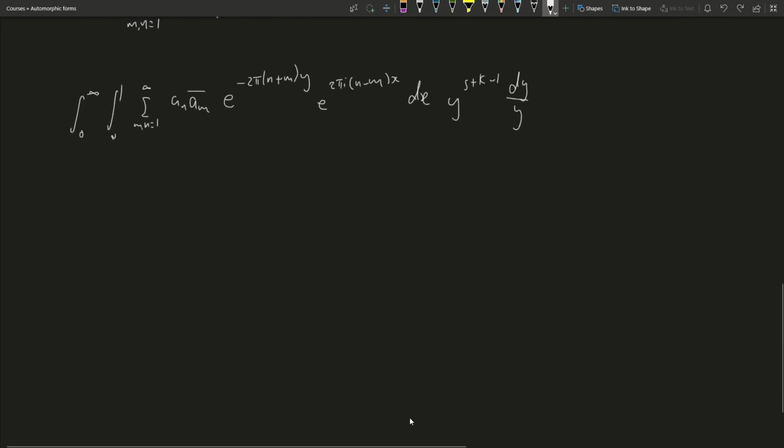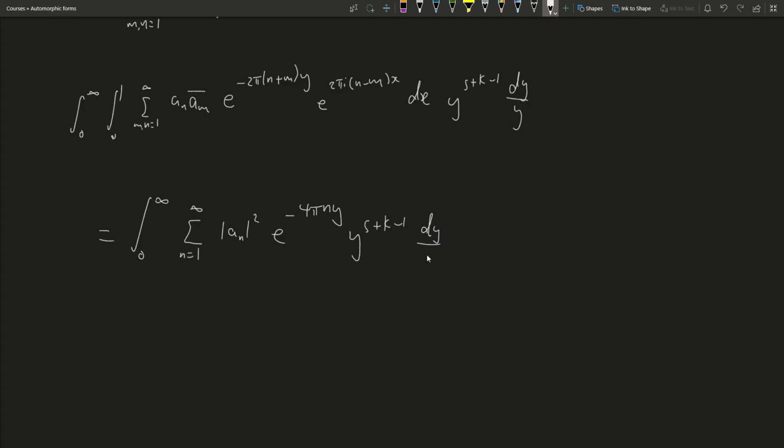So what we can say is that this integral is equal to the integral y going from 0 to infinity of the sum n from 1 to infinity. Here we have the absolute value squared of a_n, because n has to be equal to m. And then we have an e to the minus, so again n has to be equal to m, this is minus 4 pi n y, y to the s plus k minus 1 dy over y.